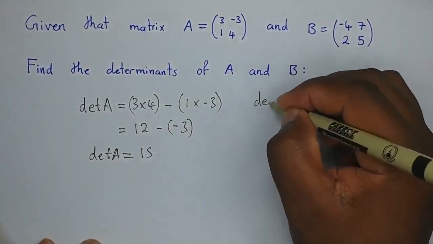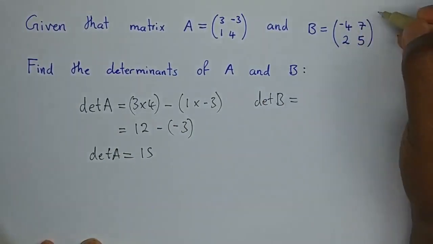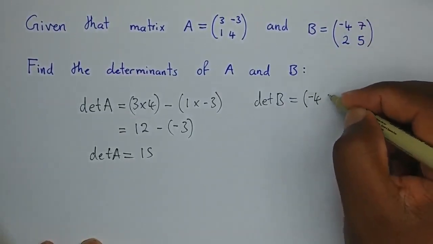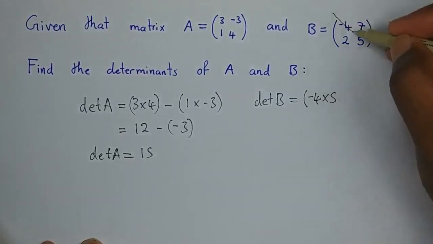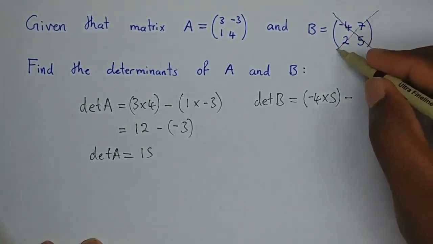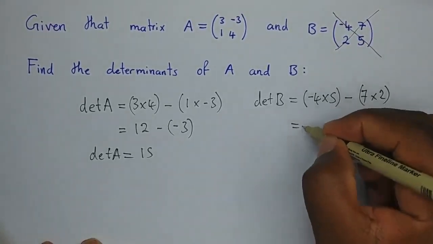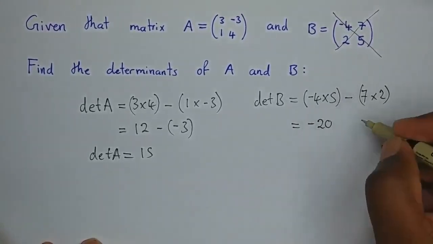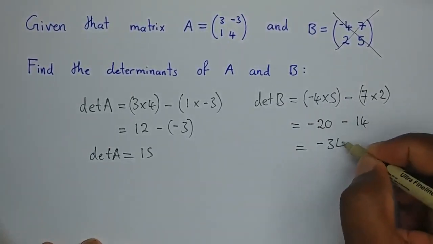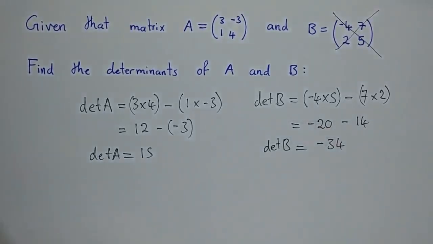So let's find the determinant of matrix B. Again, major diagonal minus the minor diagonal. So in the major diagonal, we have -4 times 5. Remember that whatever you have in there is the major diagonal. So minus the minor diagonal, then whatever you have here is the minor diagonal. So that is 7 times 2. So this will give us -20 minus 14. Then what we're going to get will be -34. So the determinant of matrix B is equal to -34.